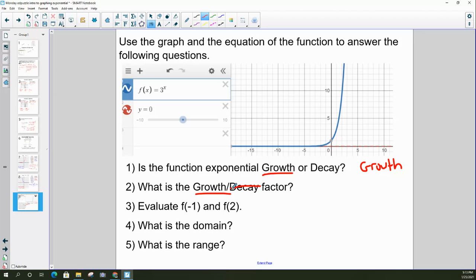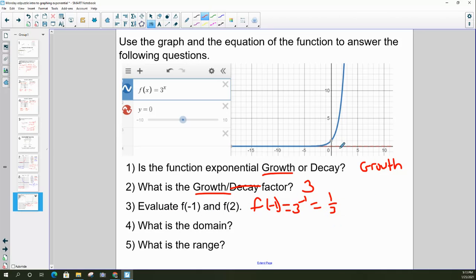So the growth factor is what? It's our B. So whatever B is. So this is 3. All right, now we want to evaluate, so we want to plug in -1, or you can look at the graph if you could determine from the graph. If you can't, we want to plug it in. F of -1 is going to be 3 to the negative first power, which is 1 over 3. So F of -1 is 1/3.